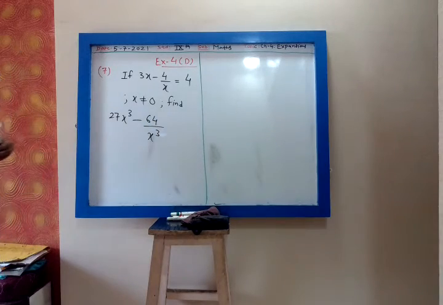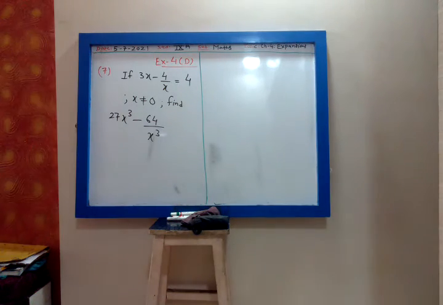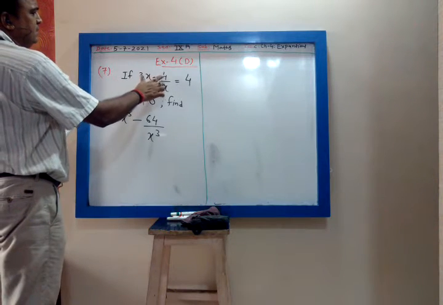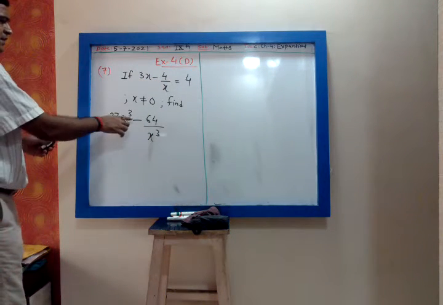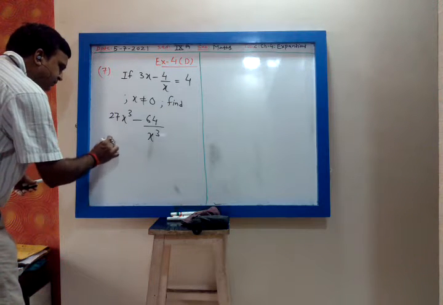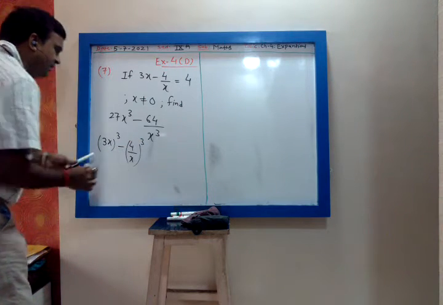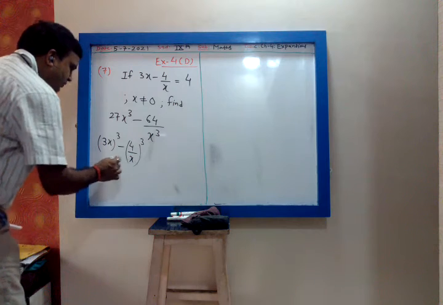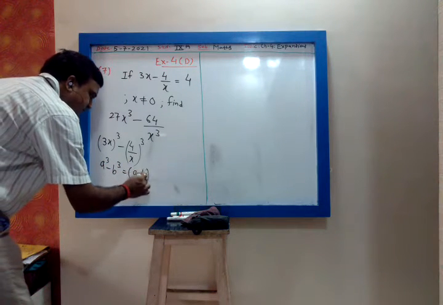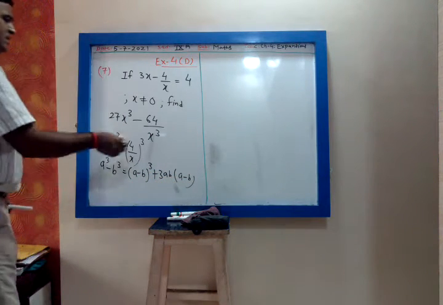All of you can do it easily. Yes or no? Because you can see two numbers, 3x and 4 by x. So 27x cube minus 64 upon x cube, you will write as 3x whole cube minus 4 upon x whole cube. Then use the formula a cube minus b cube, that will be a minus b whole cube plus 3ab into bracket a minus b. That's all. So the further part you can do as homework.